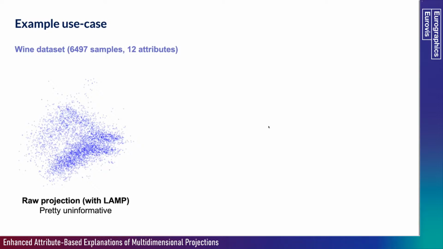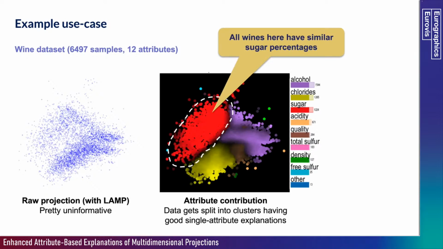Let us now see how all the 3 explanations interplay to help understanding a projection. For this, we use a wine dataset having about 6,500 samples of wine types, each having 12 physical-chemical attributes measured for that particular wine. We start with a raw projection computed by the LAMP technique. We can use any projection method if we want. We see a scatter plot which is pretty uninformative.